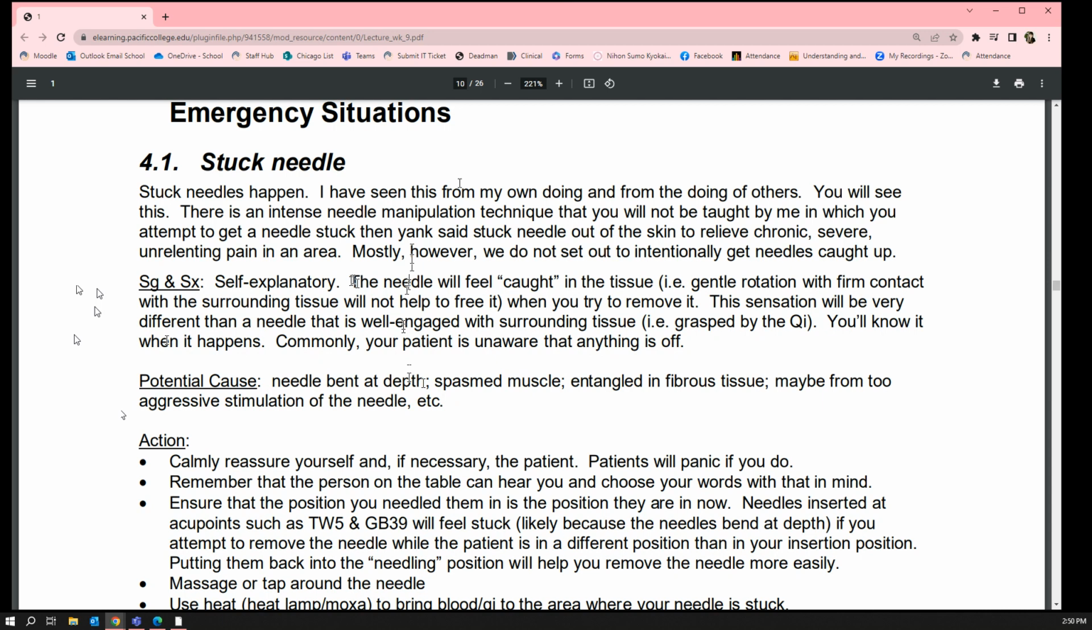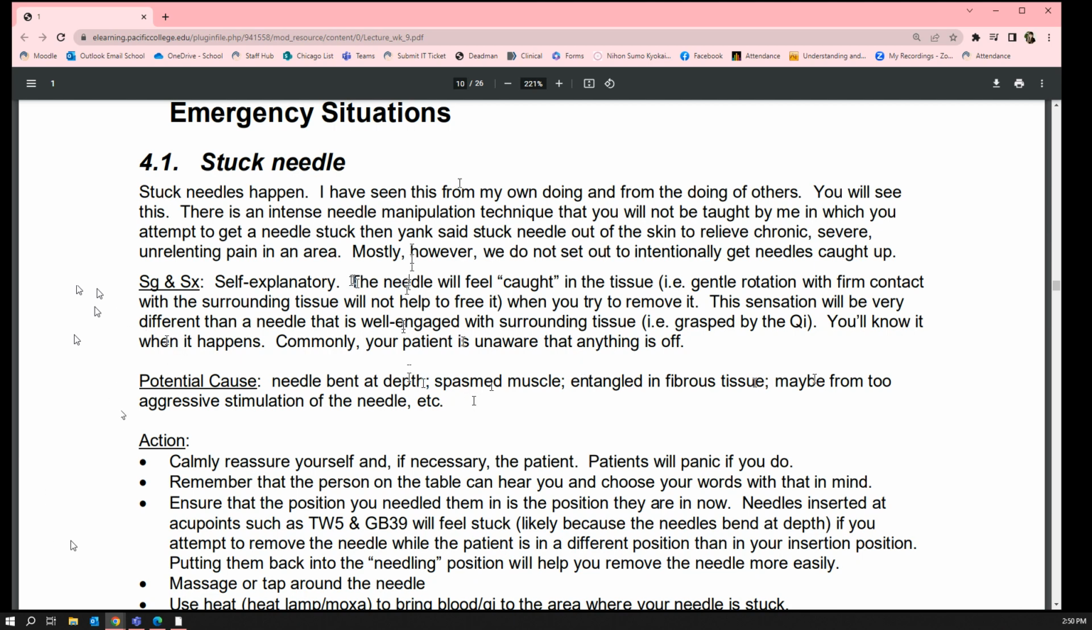It might be because of a spasmed muscle. This is very, very common. I see this a lot in the large intestine channel, actually. LI4, LI10, they tend to spasm, not very infrequently. You'll get a big muscle twitch when you insert those points. So it's enough sometimes to kind of grasp the tip of the needle, so it's difficult to remove. If you are doing that unidirectional rotation, you may end up entangled in fibrous tissue. You may end up doing too aggressive of stimulation to a needle and getting it stuck.